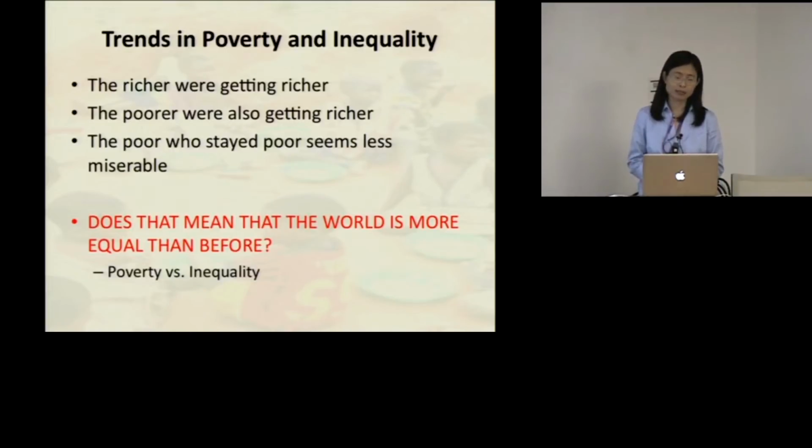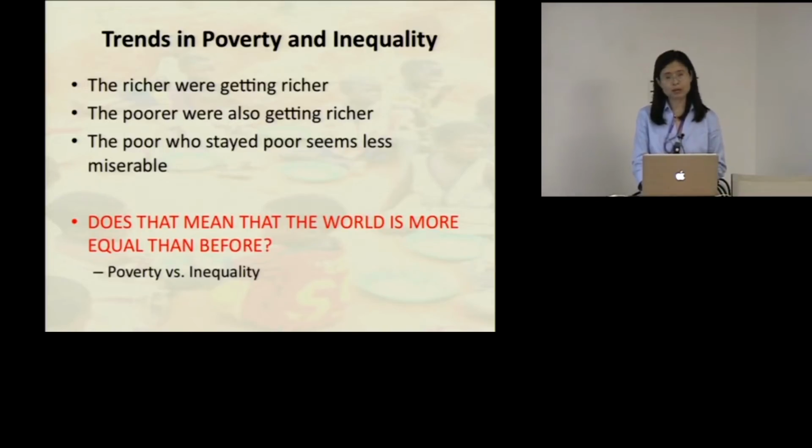What's the general trends? General trends are the rich people are becoming richer, the poor people are also becoming richer, and those who are poor seem to be less miserable. So does that mean that the world is more equal than before? Well, it doesn't necessarily, because poverty and inequality are two different concepts. You could have poverty reduction going on, but inequality actually increasing because sometimes the rich people are getting richer much faster than poor people are getting richer.